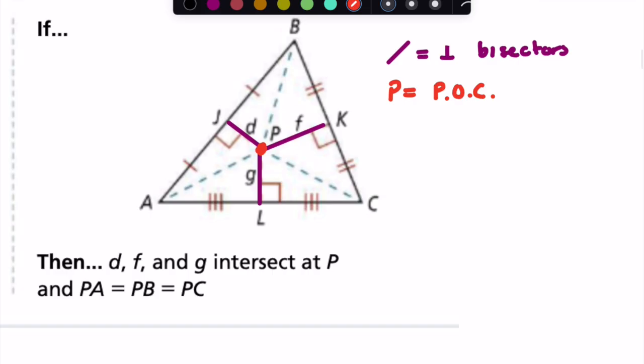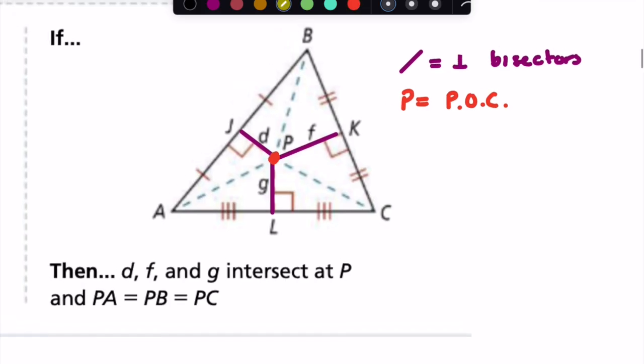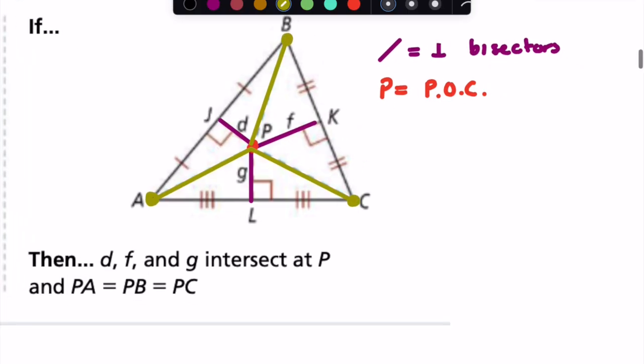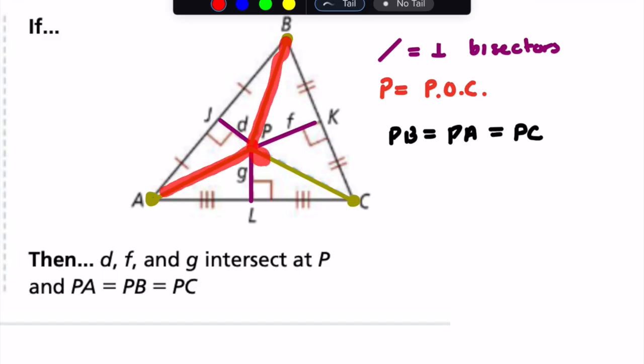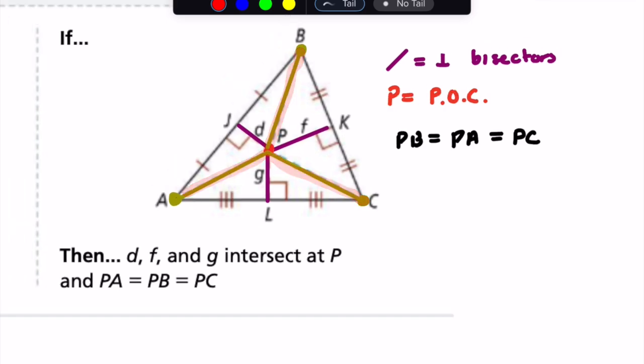And what this is saying is that the perpendicular bisectors are concurrent at a point that is equidistant from the vertices. So here are the vertices of the triangle, A, C, and B. And this is saying that PB is equal to PA is equal to PC, meaning that the point of concurrency is equidistant from all the vertices of the triangle. Okay?